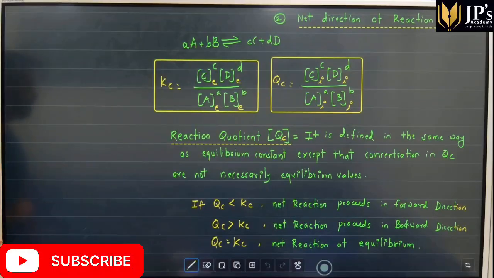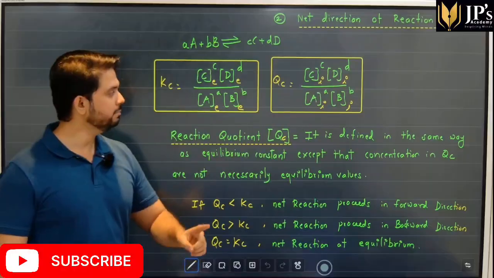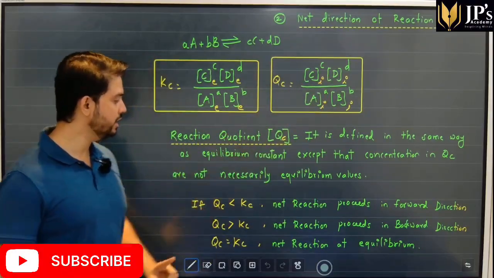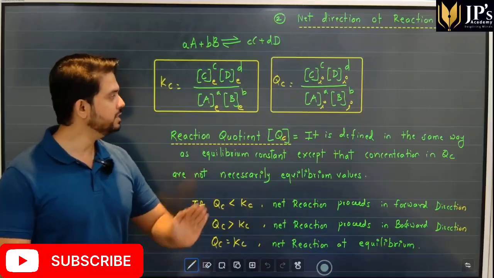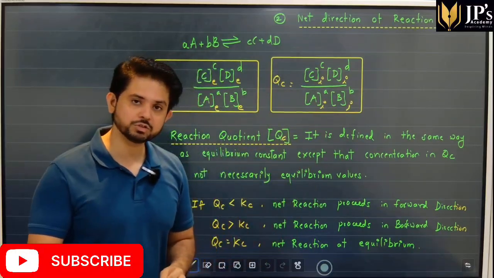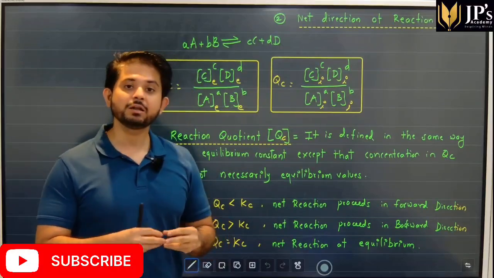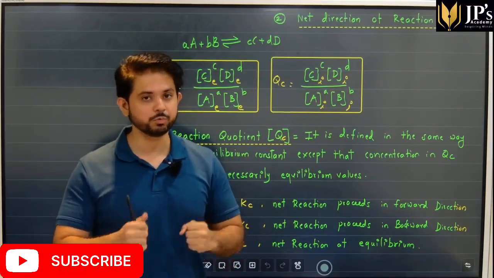Reaction quotient is defined in exactly the same way as equilibrium constant, except that the values we take over here are not necessarily equilibrium values. It means the concentration of products, the active mass of products or the active mass of reactants that we have, may or may not be the actual value that they have when they reach equilibrium.